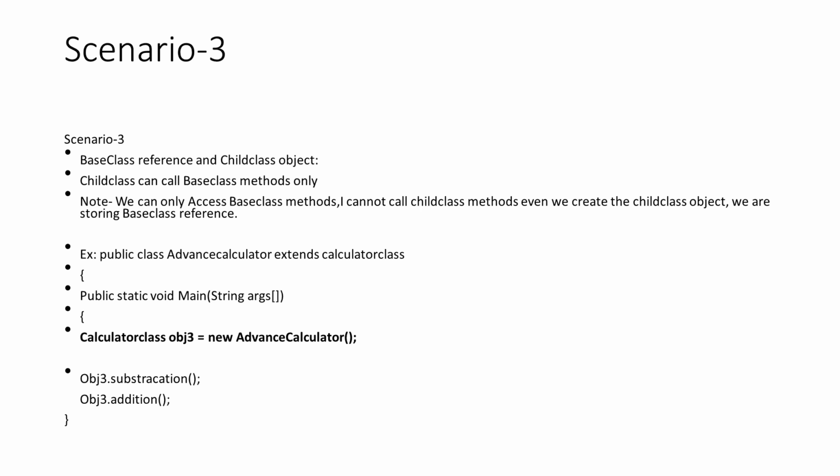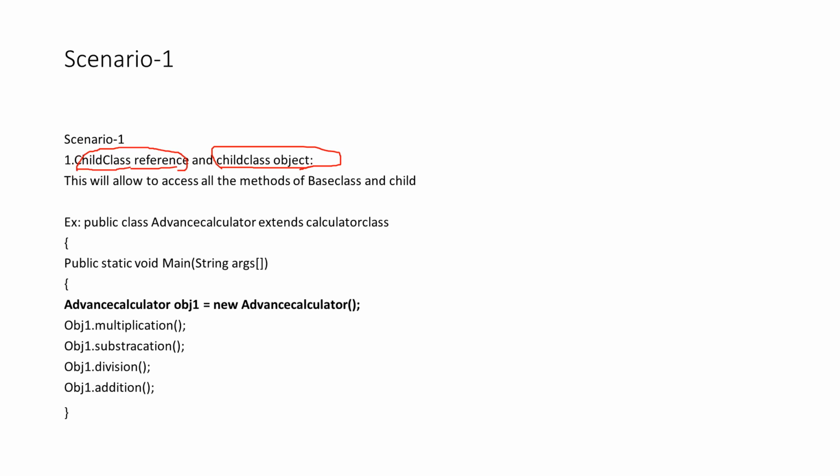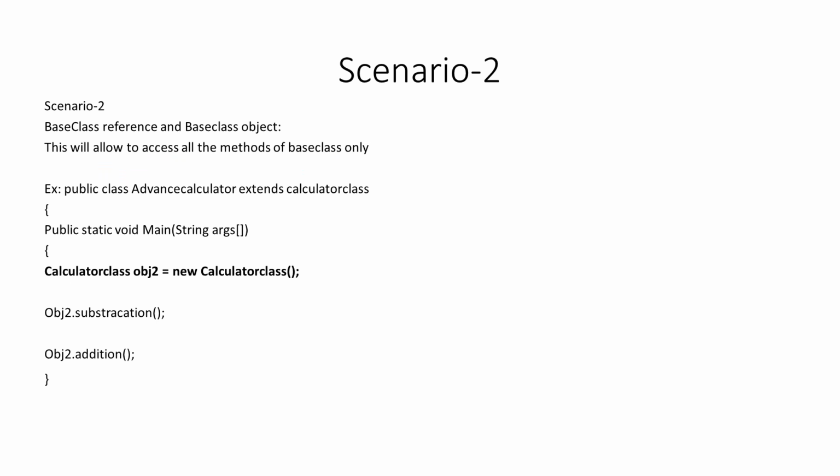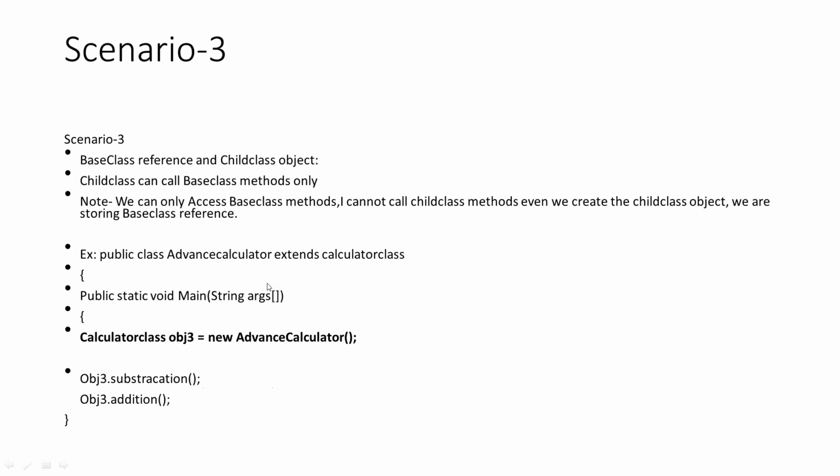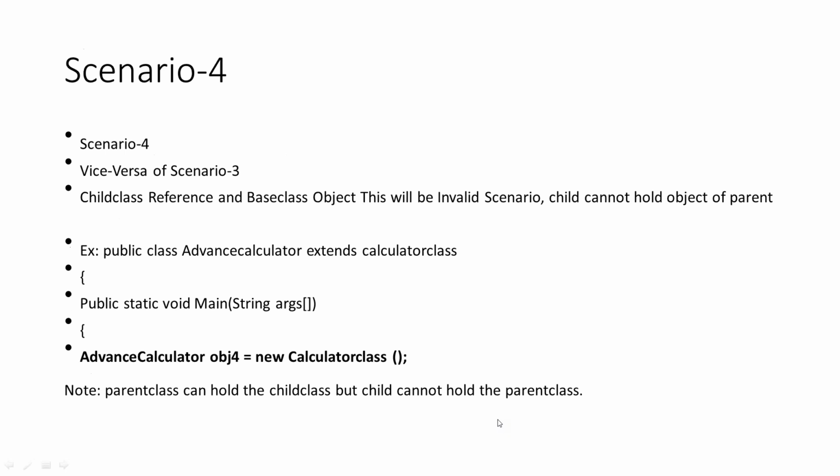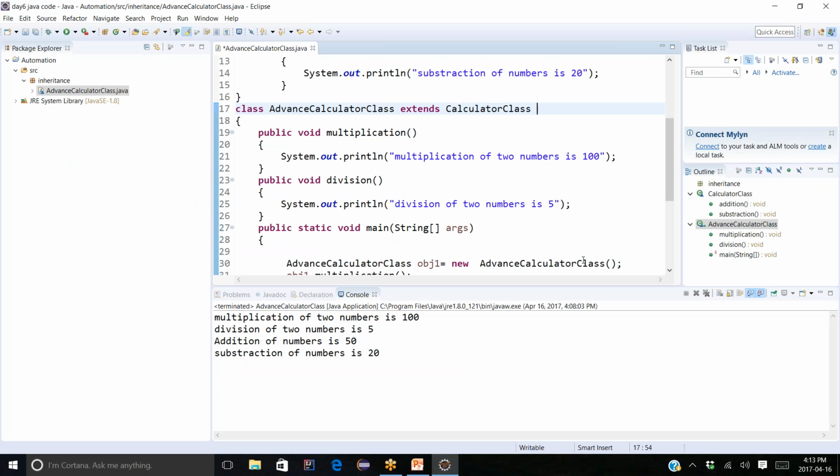Next, scenario 3 says base class reference and child class object. What do you mean by that? This is another scenario. The first scenario says child class object. The second scenario says base class object. The third scenario says base class reference and child class object. See, the new operator belongs to the child class object. This is the third scenario. The fourth scenario is the reverse of that, vice versa of scenario 3. Let me show you in the program, then you'll understand what I'm going to explain here.